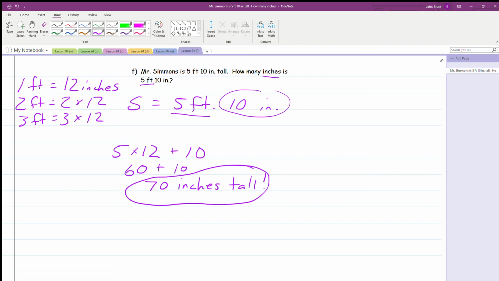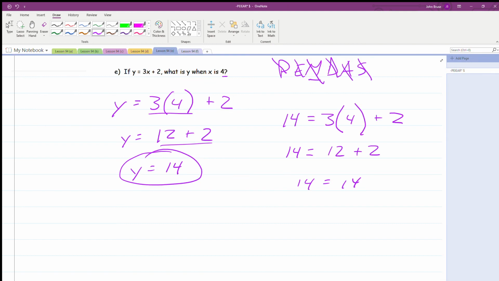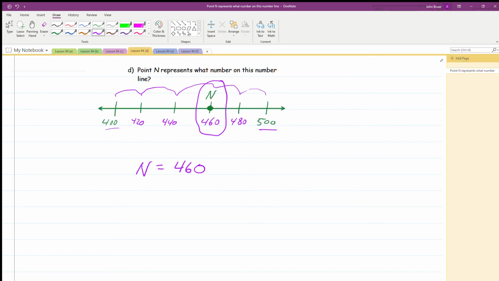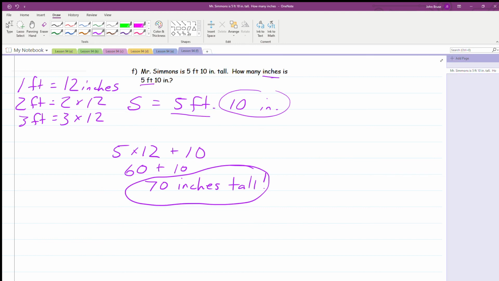Okay, there's your 2-part word problems. This one here was not really a 2-part word problem, and this one wasn't either, but we got to do 4 of them. Okay, so 70 inches tall is our last problem.